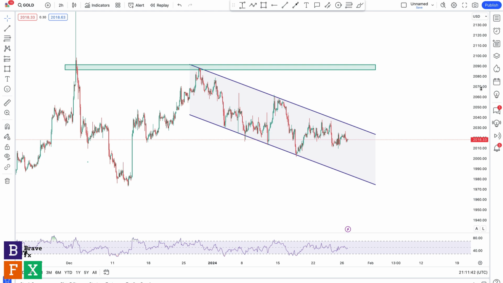Whichever of these assets you're interested in trading, you can use the timestamps below to navigate to your preferred charts.